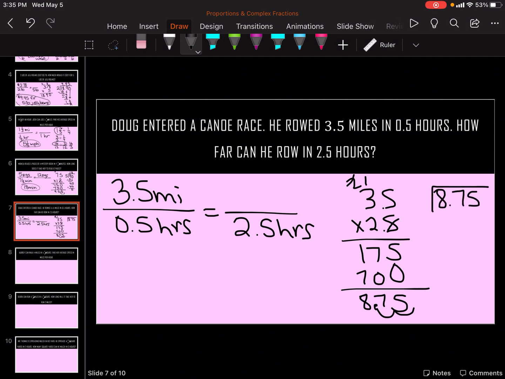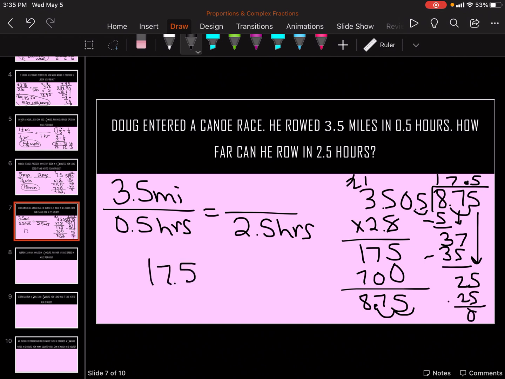8.75 divided by 0.5. Slide, baby, slide, and then raise the roof. 5 goes into 8 1 time. 3 left over. Bring down the 7. 5 goes into 37 7 times, which is 35. 2 left over. Bring down the decimal. 5 goes into 25 5 times. So it is 17.5 miles in 2.5 hours.